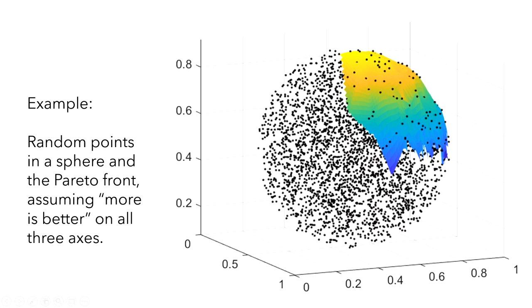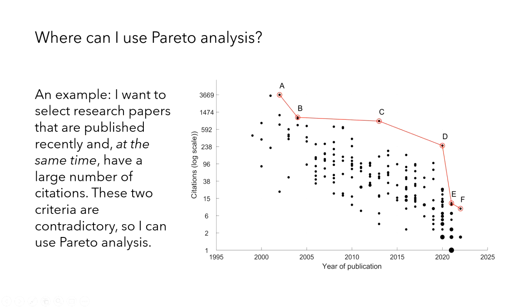Here is an example of a Pareto frontier or Pareto front for a set of random points generated in a sphere, assuming larger is better on all three axes. And you can see those little black points that stick out. These are my non-dominated alternatives that define the Pareto front.